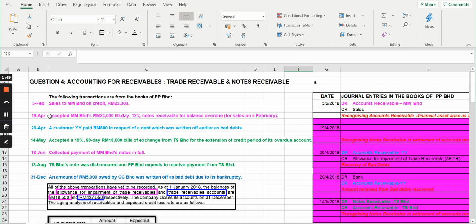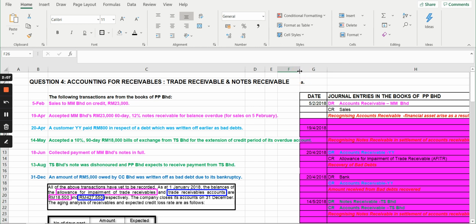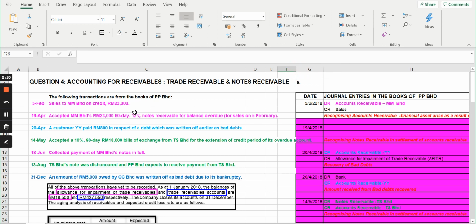Next, transaction on 19th of April. Here, we're talking about PP Berhad, they accepted the notes receivable, 60 days. 60 days is the term of the note, right? So the term of the note is 60 days. And then the percentage here, 12% is the interest percentage, 23,000 is the face value. So for the balance that was overdue, meaning the sales that took place somewhere on 5th of February, now they are issuing a stronger promise, which is a notes receivable.